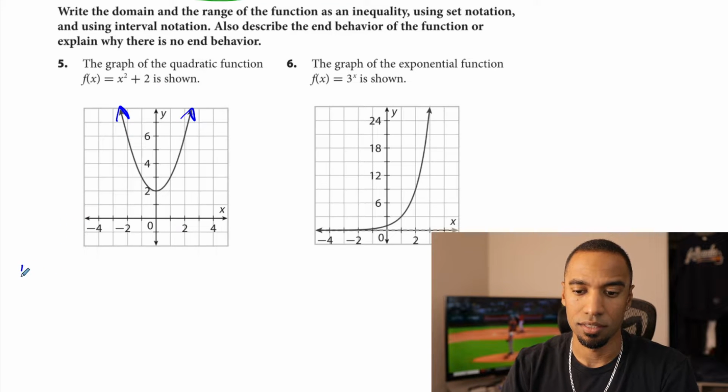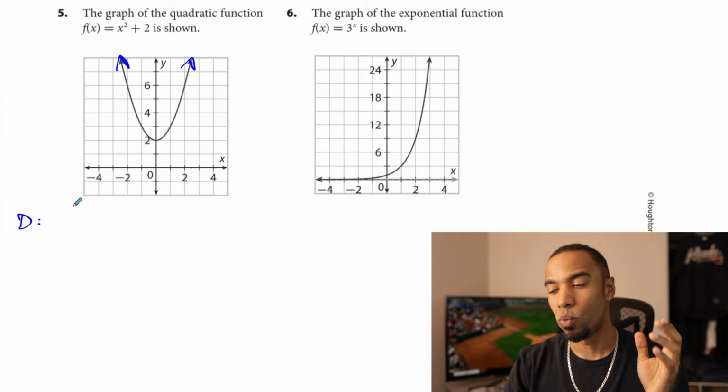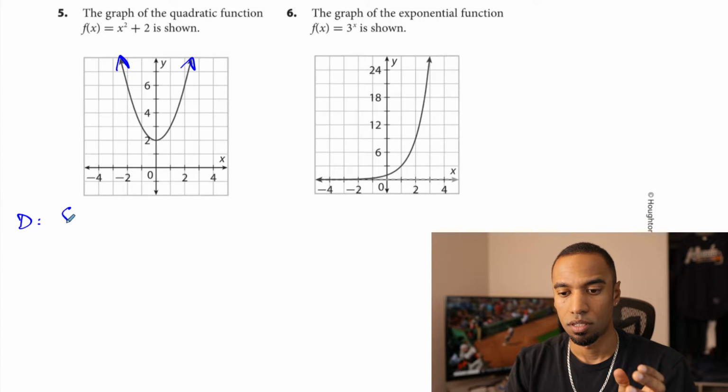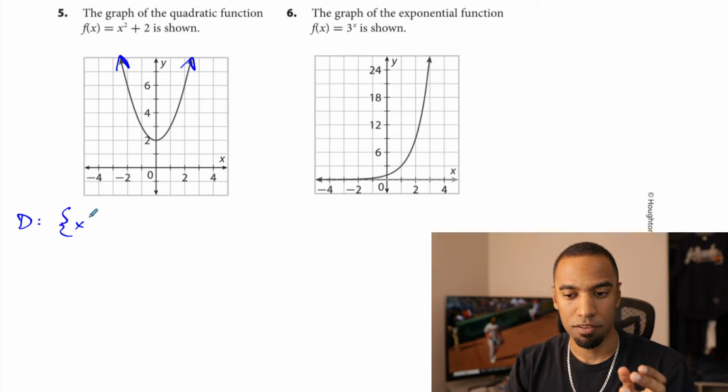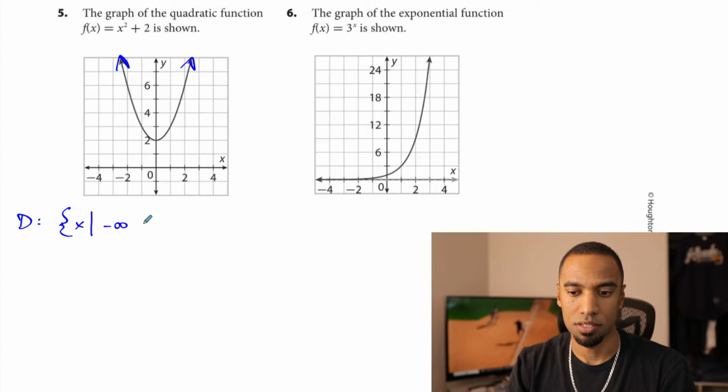Our domain can be written in several ways with set notation. We can use negative to positive infinity, like this. Now remember, the infinities are not included, so we're going to write it like that.